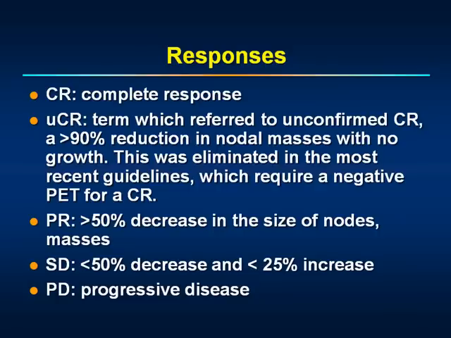We term responses in the following way. CR is a complete response. Now, there was a term called unconfirmed complete response, which referred to a 90% reduction in nodal masses with no growth. This actual terminology now has been eliminated in the most recent guidelines, which require a negative PET for a CR, and if the PET is still positive after treatment, it is not a CR. A PR is a greater than 50% decrease in the size of nodes or masses. Stable disease, less than a 25% decrease and less than 25% increase. And of course, PD is progressive disease. So you'll hear these terms being used for patients' courses.